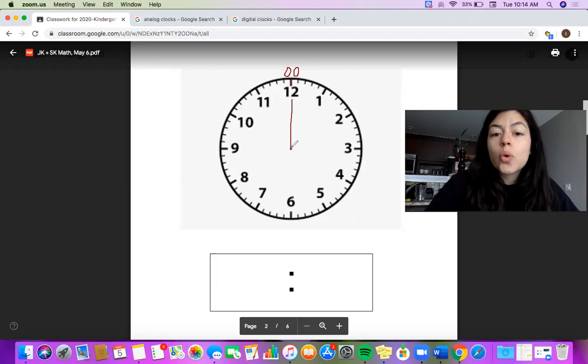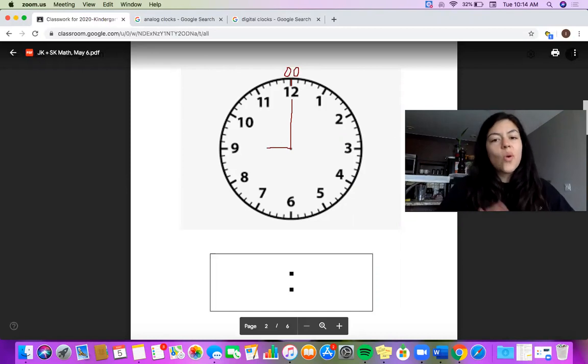Now I'm going to put the short hour hand on a number. What time is it in this clock?